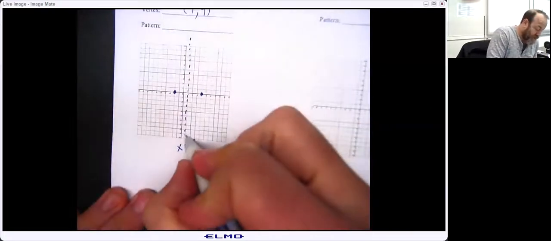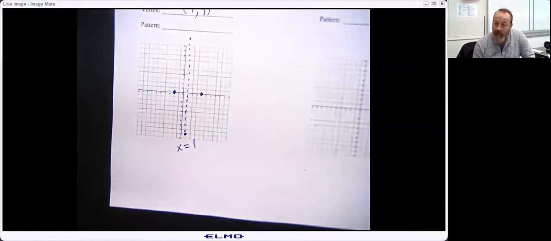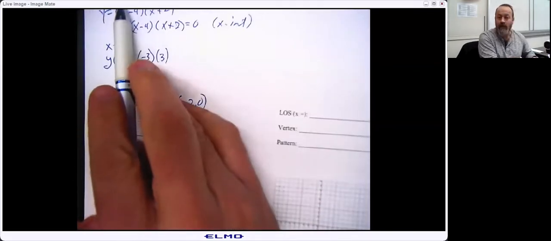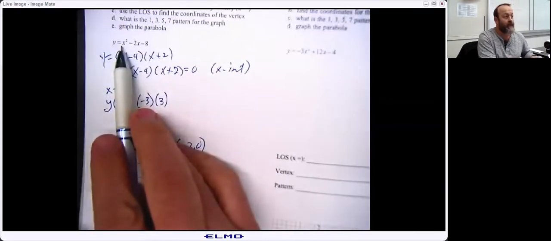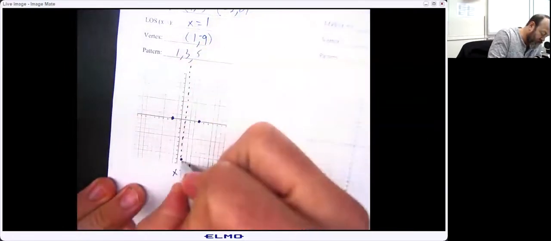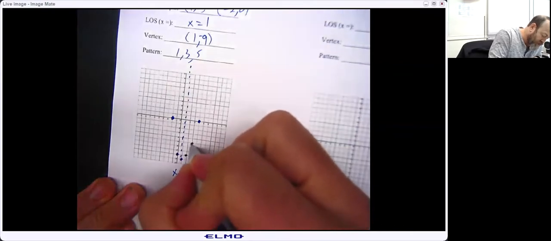That's way down here. And then the last thing that we have to look at is what the heck is our pattern? And our pattern, remember, 1, 3, 5 gets multiplied by the a value. But since our a value in this case was 1, then my pattern is 1, 3, 5, and we're good to go. So we're just going to count over 1, up 1, over 1, up 1, 2, 3.